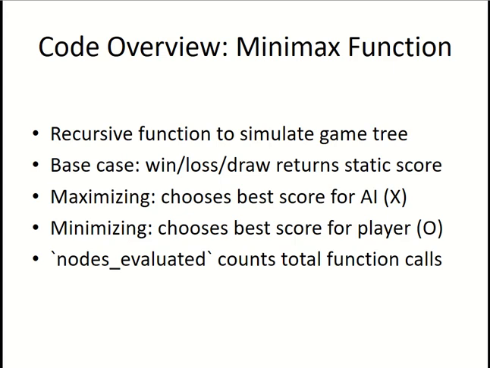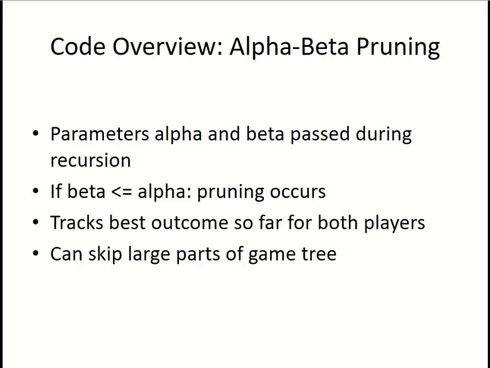Okay. Now let's talk about the minimax function. This function recursively simulates each possible move. Whenever it reaches a terminal state like a win, lose, or draw, it returns a score. Now the AI playing, for example, X maximizes the score and the human playing O minimizes it. We also count how many nodes are evaluated to compare the performance.